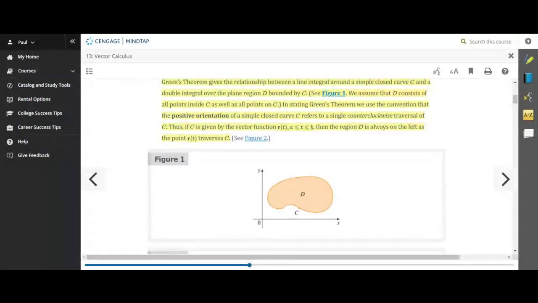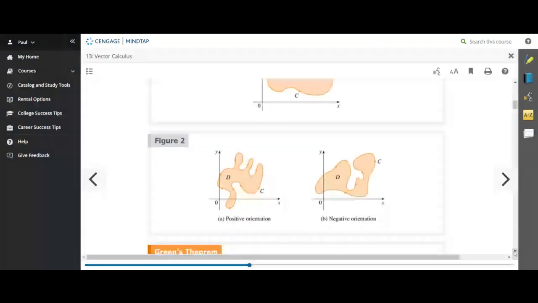Now, again, Green's theorem is for when the path is a closed path and you have positive orientation. Okay, so what is Green's theorem? Well, let me go down here and show you.